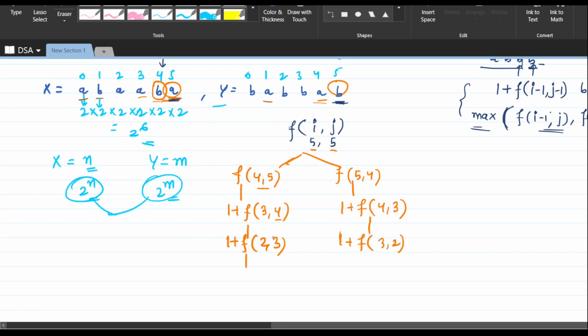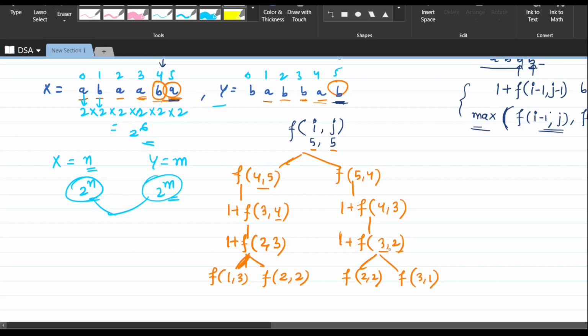And then we will check the element at 2 and 3. So we have a at 2 and b at 3, so it does not match. So we have to split the task in two parts. One will be f(1,3), and one will be f(2,2). Here also at 3 and 2, at 3 we have a, and at 2 we have b. So we will split our task into two functions. One will be f(2,2), and one will be f(3,1).